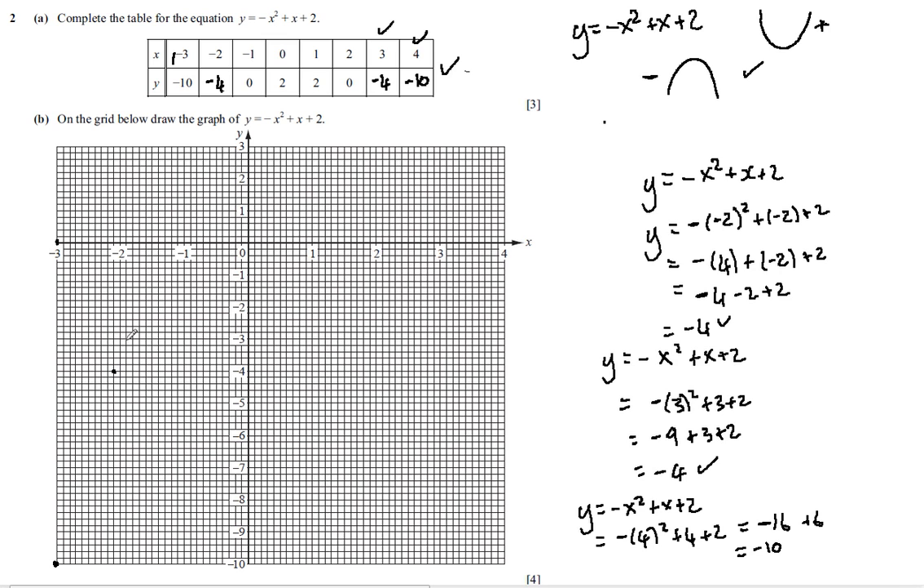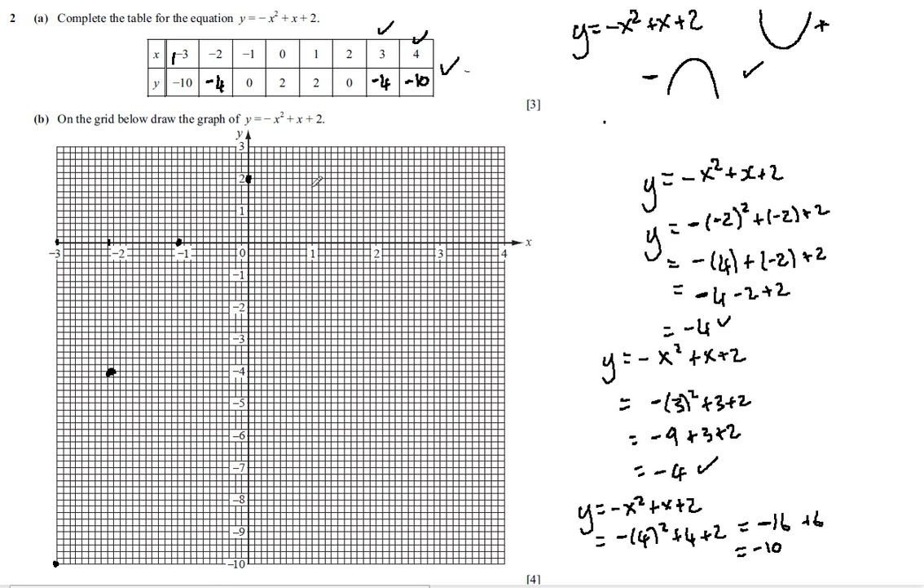I'm assuming that there's going to be 10 blocks between each of these units. So 1, 2, 3, 4, 5, 6, 7, 8, 9, 10. Okay, my eyes aren't too good. Okay, so I'm just going to estimate, but let's have a look. So negative 1 is 0, so it's a pretty easy one. Negative 1, 0 is going to go over here. And 0, 2 is going to go there.